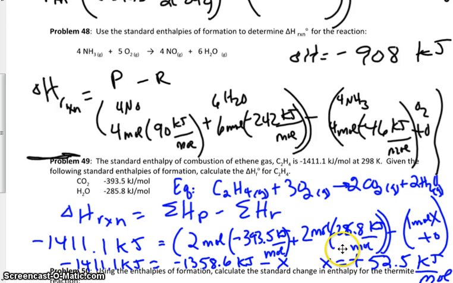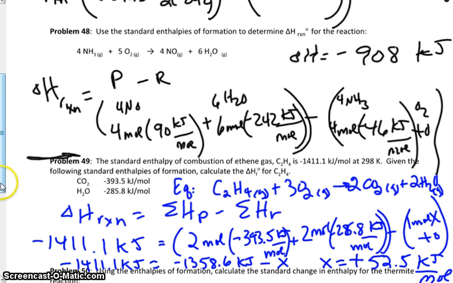I can't read my own writing, I think it's 286.8. Minus this number right here, your heat of the reactants: 1 mole of ethane plus 3 moles of oxygen. But wait a minute, 3 times 0 is still 0. So that's your oxygen value plus 0. You are solving for X.